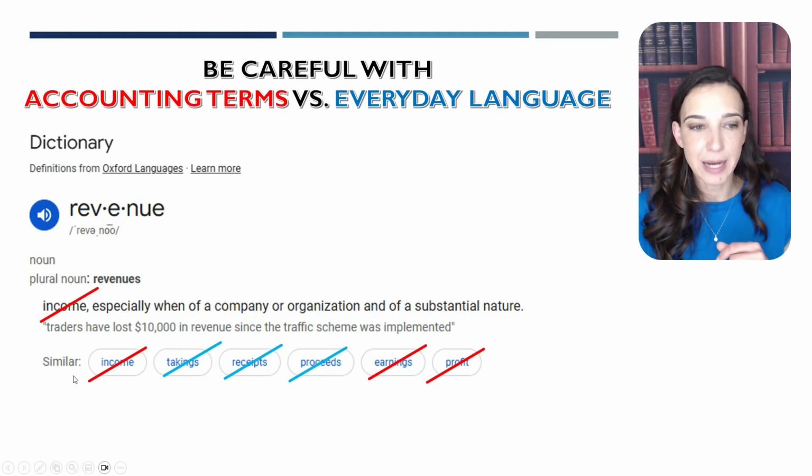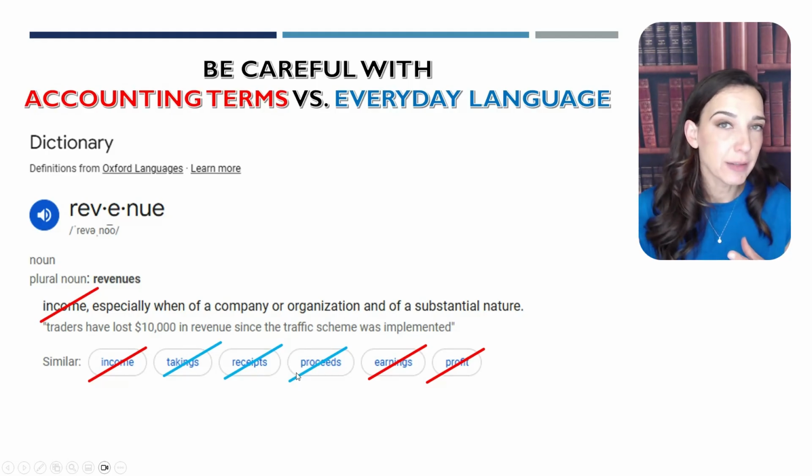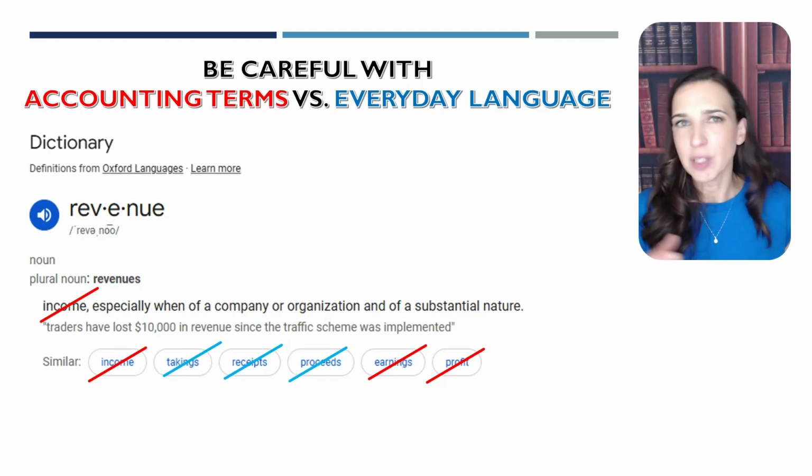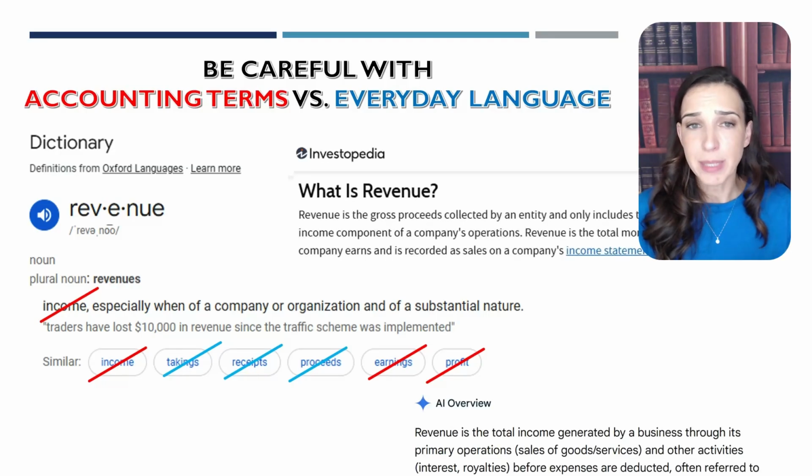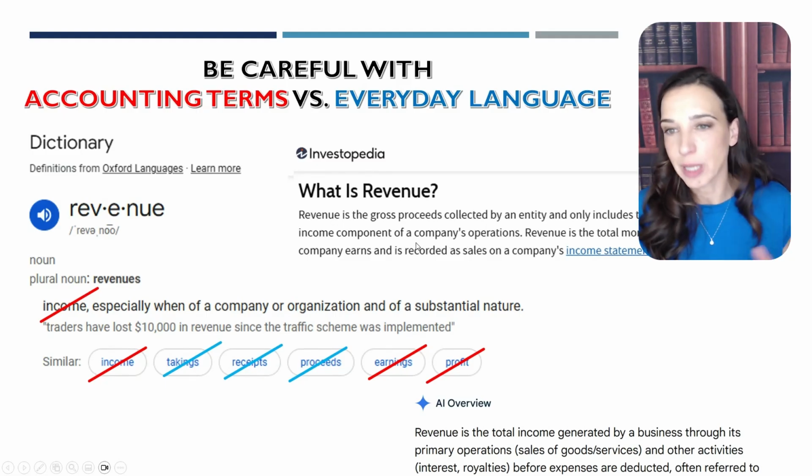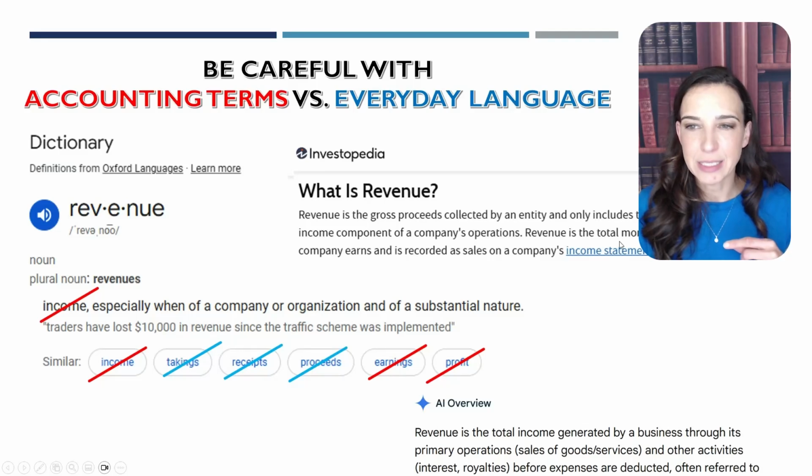Revenue is definitely not income. It is definitely not earnings or profit. There are some other words thrown in here, taking, receipts, proceeds, which are just not typically used in the financial reporting context. So I don't even know what to do with them. Same thing here. This is from Investopedia. Revenue is the gross proceeds collected by an entity. It's kind of in the right direction because it says it has to do with the company's operation. But then it says it's the total money a company's earned. It veers into a combination of correct and incorrect definitions.